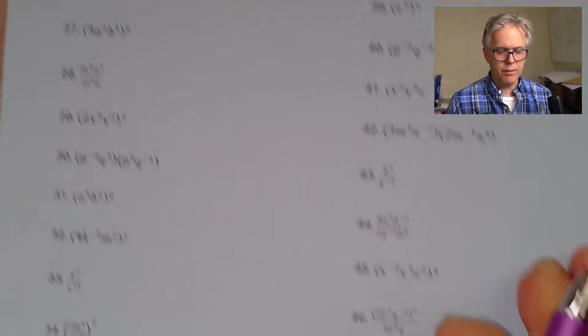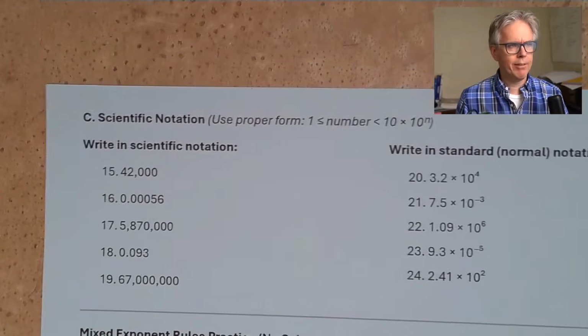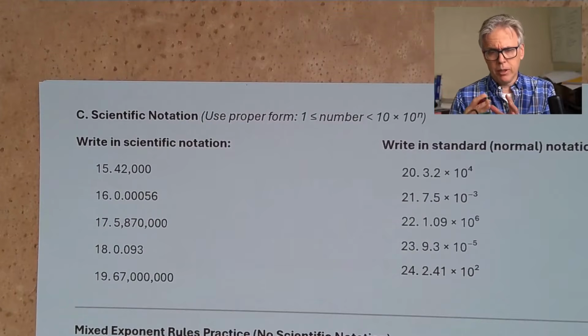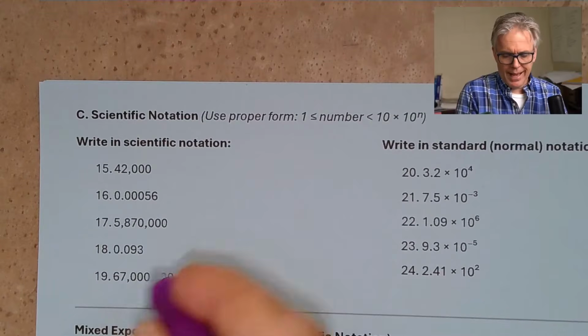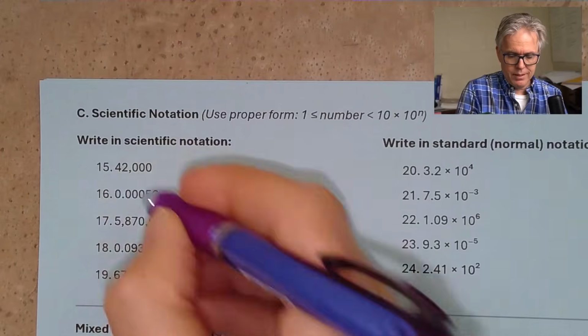Now, scientific notation. Scientific notation, again, allows us to write really, really big numbers and really, really small numbers in a nice compact way that makes it easy to compare and to talk about. I don't give you anything that's really too big here, so maybe that point gets lost on these problems.